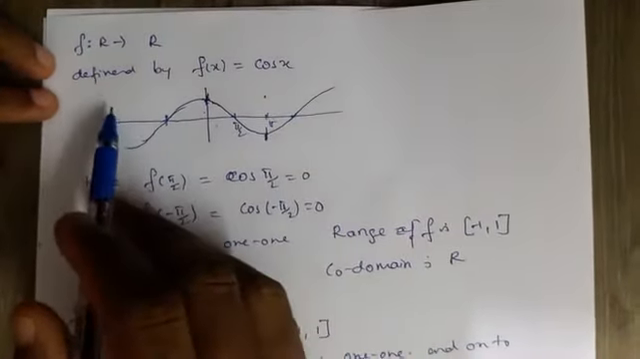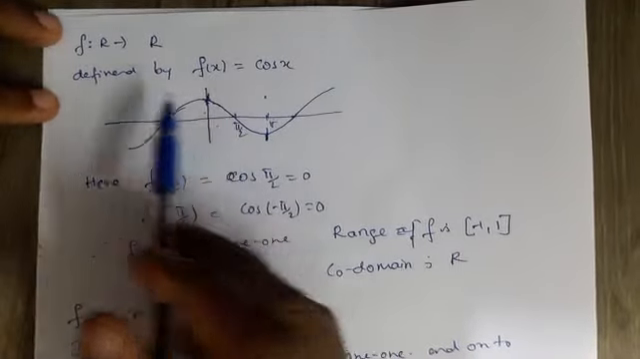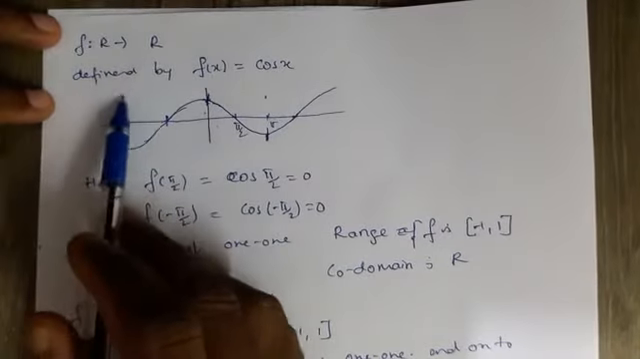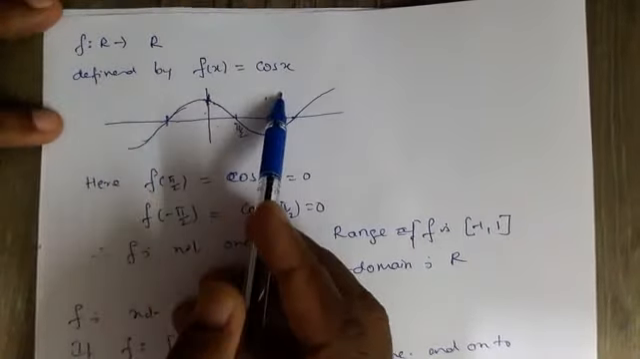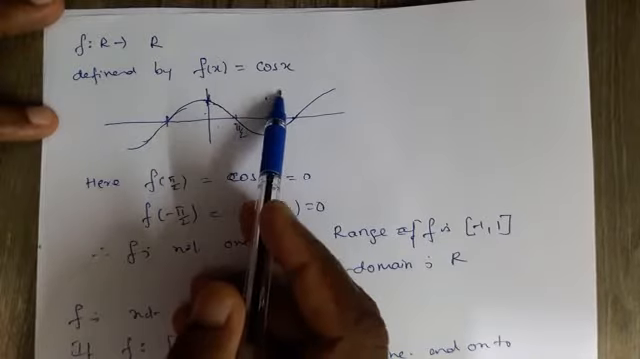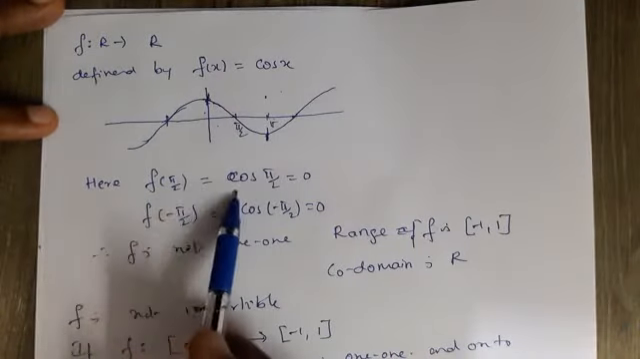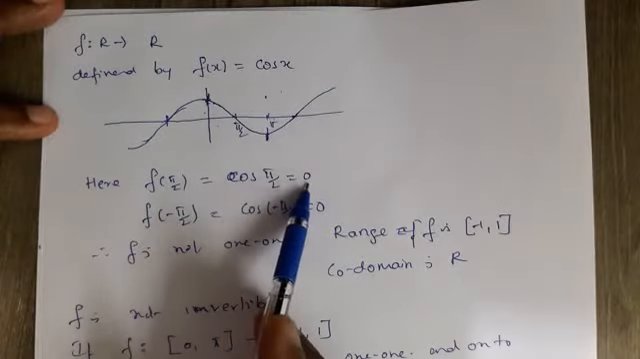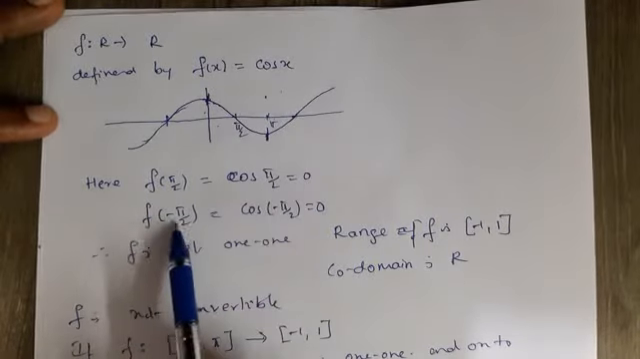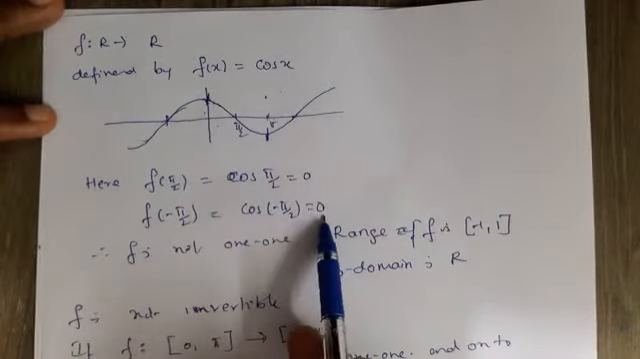Now let us discuss the inverse of the cos function. You take a function f from R to R defined by f of x equal to cos x. Definitely it is a function, but this function is also not 1-1 and not onto, because what is f of pi by 2? Cos pi by 2, cos 90 degree is equal to 0. F of minus pi by 2, cos of minus 90, is also equal to 0.